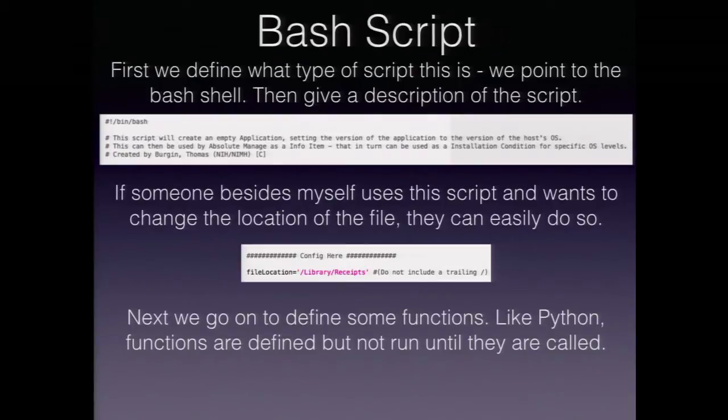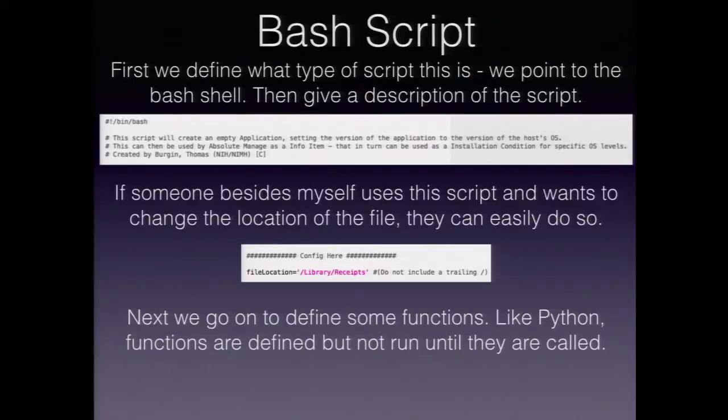I'm going to go back here. First, we need to define, like in Python, what type of script it is. So we give it the bin/bash or bin/sh header there, so it defines the interpreter. And if someone besides myself wants to use this script, we go ahead and drop in a nice, easy variable for people to change. I put it in Library/Receipts. Seemed like a fitting place to store something like that, but you can put it anywhere.